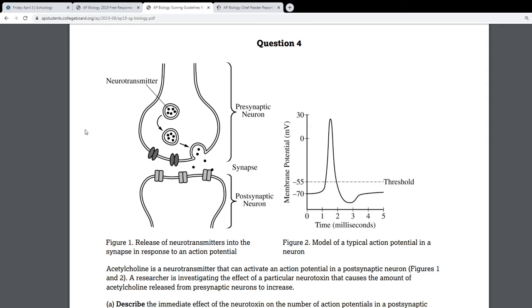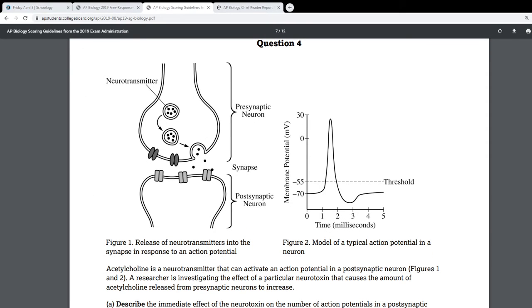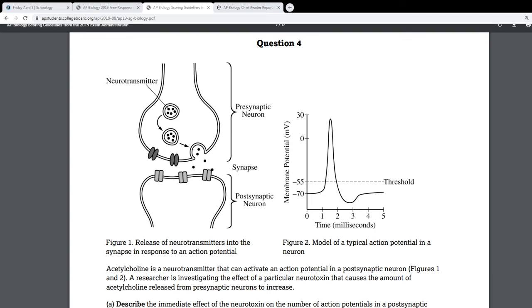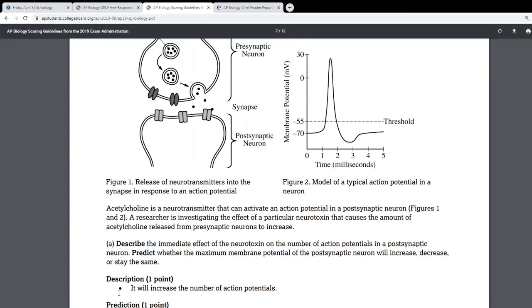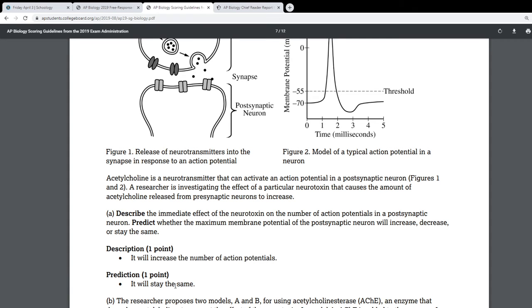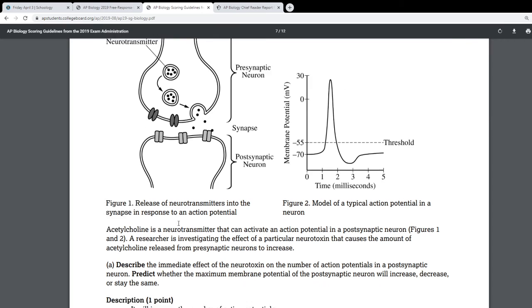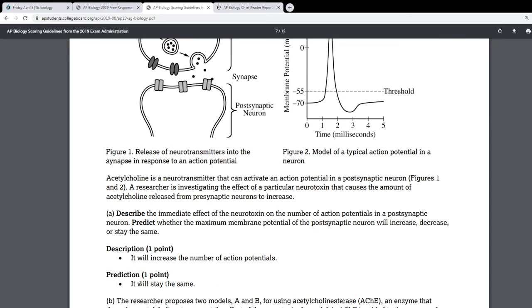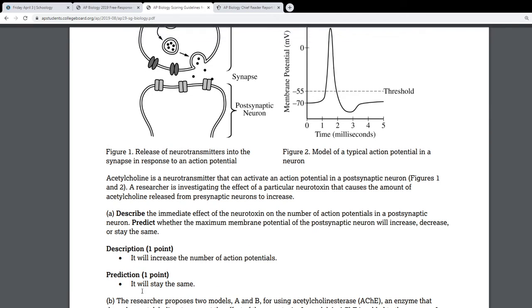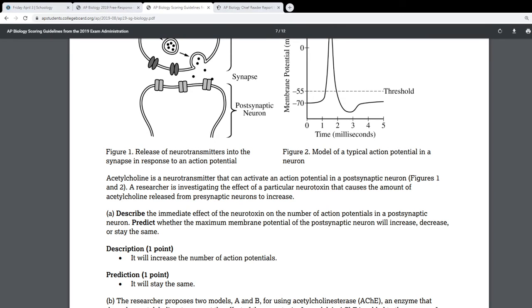All right, so why don't we check the answers on it? So, the answers they're looking for: description for describe, 1 point for saying it will increase the number of action potentials. 1 point on the second half of that for saying that the maximum will stay the same, which is exactly what should happen. Your nerves always fire the same way. They won't fire again until they're fully reset. Once again, you guys right now don't have the background for that, but good job on that one, Emily.